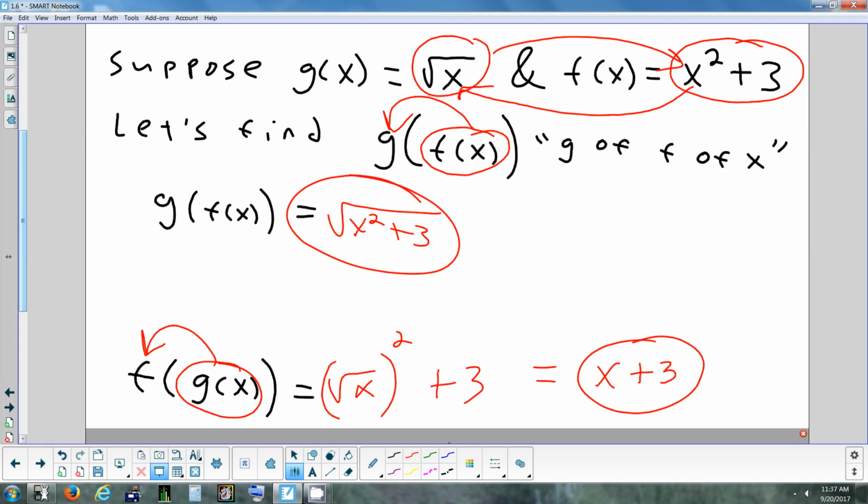So would you mark it wrong using the first answer, the square root of x squared plus 3? Would you have marked that wrong? Nope, I would probably take off a point though, but it wouldn't be wrong. It's just you didn't simplify. So you would not lose full credit on that.